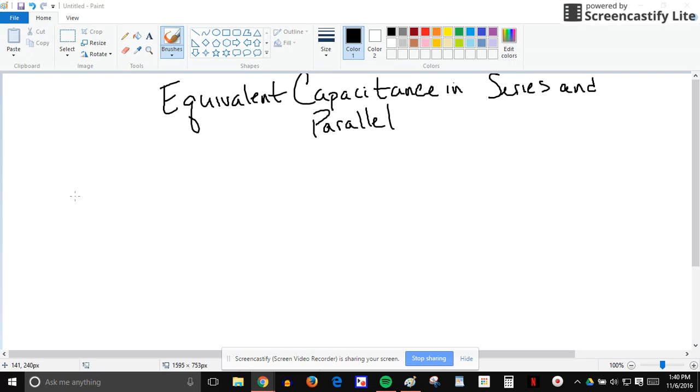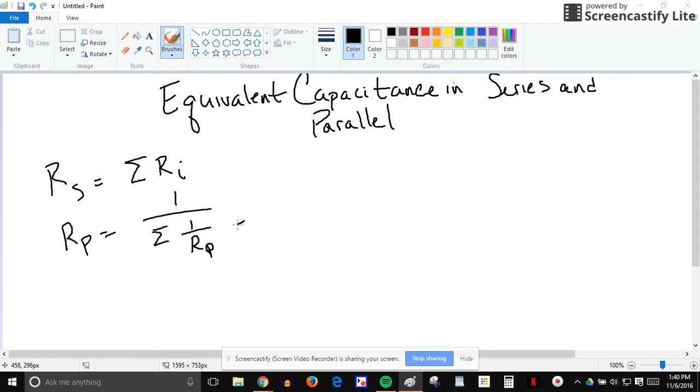If I have resistors in series, then to find the equivalent resistance in series, which I could denote as R sub S, it is simply the sum of the individual resistances of each of the resistors. And if I had resistors in parallel, then the equivalent resistance in parallel would be 1 over the sum of the inverses of the individual resistances. So that is 1 over Rp is equal to 1 over R1 plus 1 over R2, and it continues on.